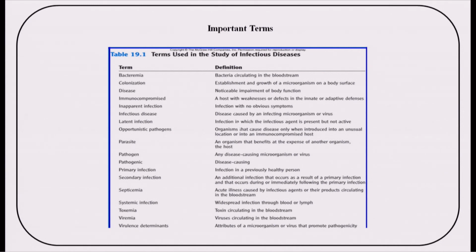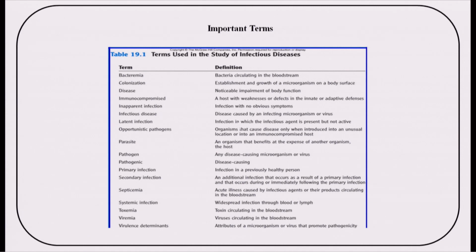Secondary infection is an additional infection that occurs as a result of primary infection, where the patient is already having an infection. For example, the patient has pneumonia and is being treated for community acquired pneumonia, but during the course of treatment in the hospital, because of the long length of stay, different antibiotics and immunocompromised condition, the patient may develop secondary infections, an infection with new microorganisms either at the same site or at a different site. Coming to toxemia, it is a toxin circulating in the bloodstream.